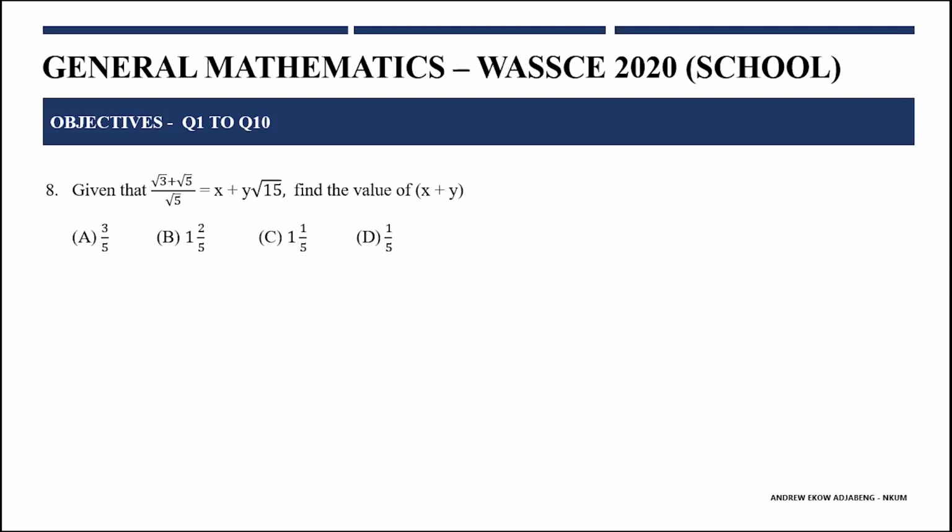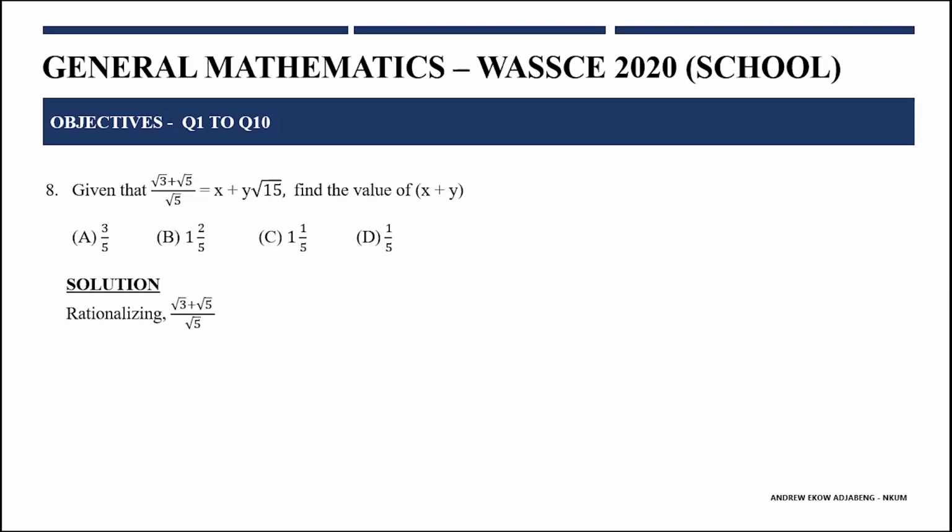Question 8. Given that root 3 plus root 5 all over root 5 equals x plus y root 15, find the value of x plus y. These are our possible solutions. Let's look at our right solution.